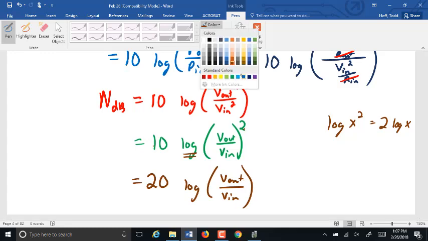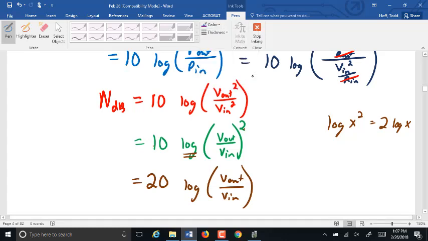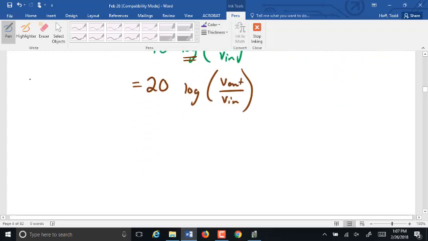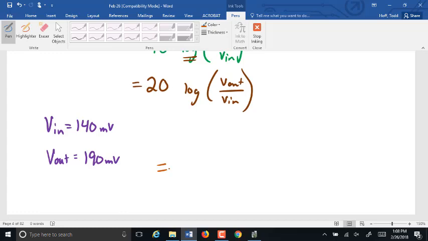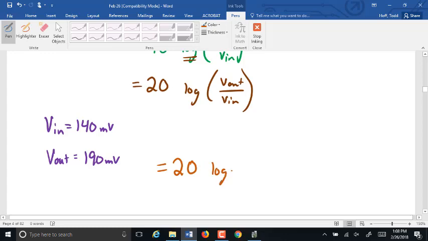So I can compare the input and output voltages to get a gain of power. So let's say that we have input voltage, 140 millivolts. Your output voltage, 190 millivolts. How do I find my power gain? Twenty times the log of, which one's V out? 190. And V in, of course, is the 140.